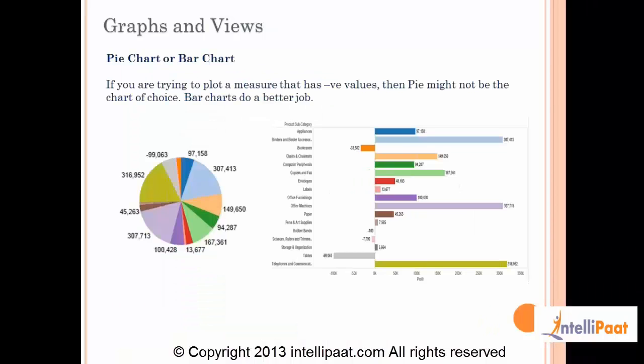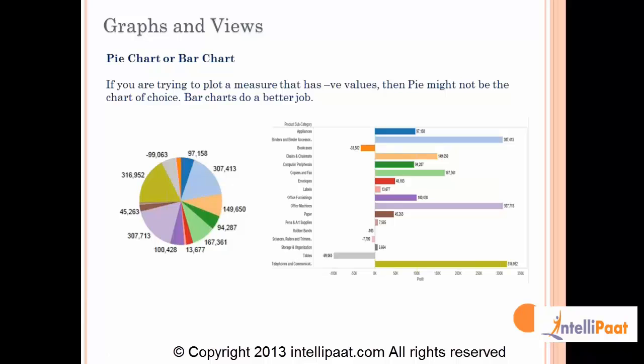So this is just an example of what I was telling earlier, whether to go for a pie chart or a bar chart. Pies are very interesting, but we have to be very careful about when we use them. For example, here we are trying to show the profit. Profit could also be negative.